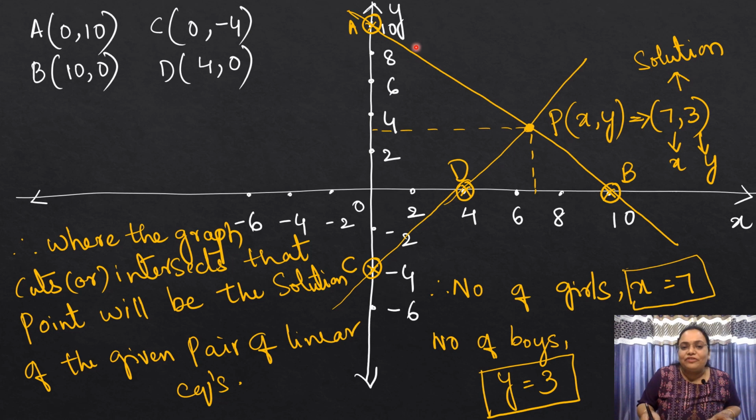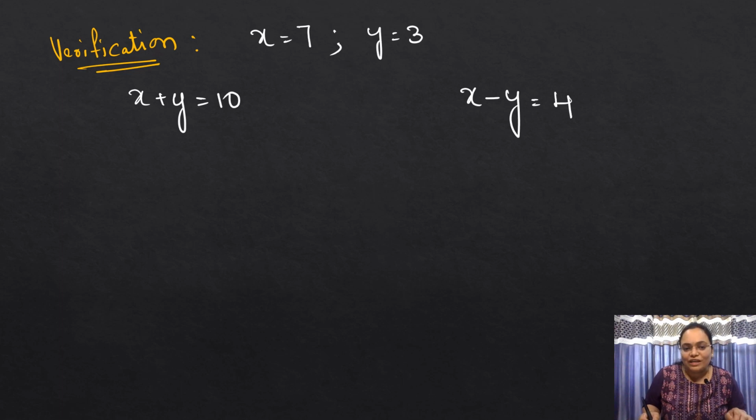So where the graph cuts or intersects, that point will be the solution of the given pair of linear equations. Here the graph is cutting at 7 and 3, so this will be the solution. So how do we do the verification? We need to substitute these two values in these two equations and see if they satisfy both equations on both sides.